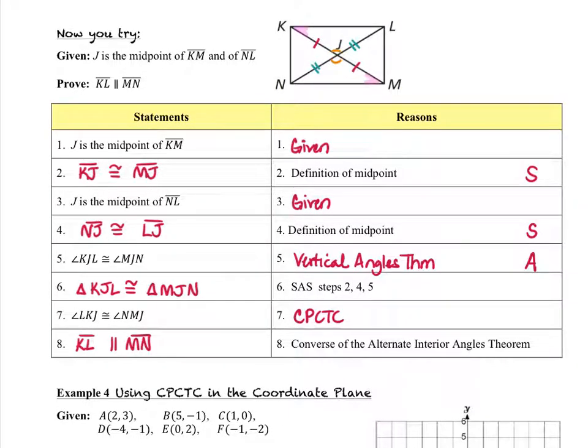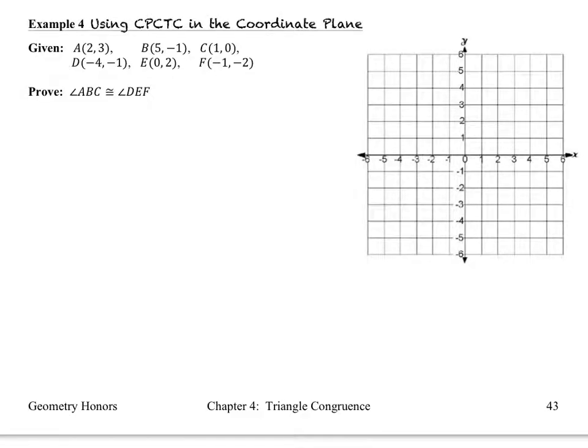The key to this proof was recognizing that we had a side angle side because in our 2 triangles, we had 2 pairs of congruent sides and the included angles. That brings us to example number 4. Example number 4 is titled Using CPCTC in the Coordinate Plane.